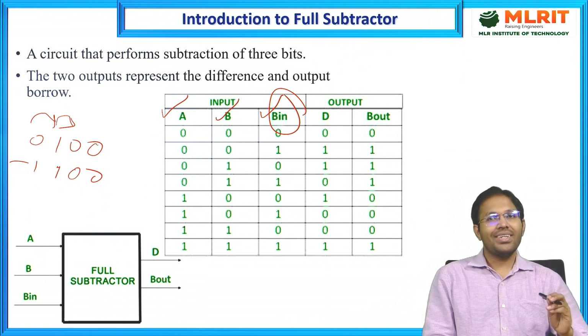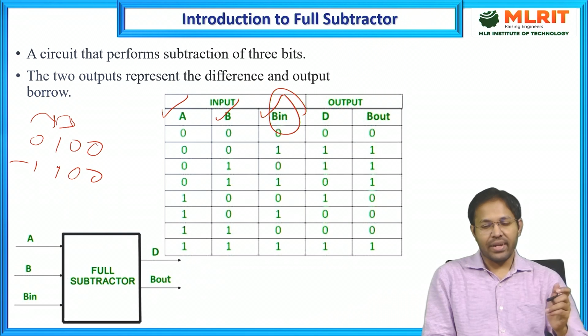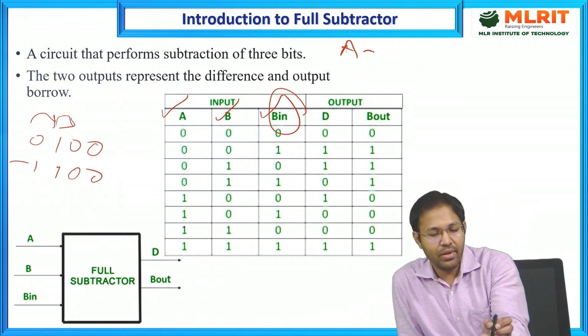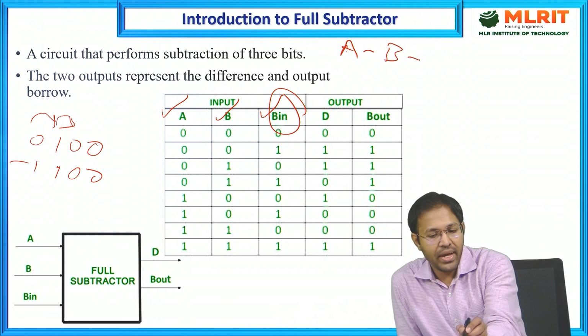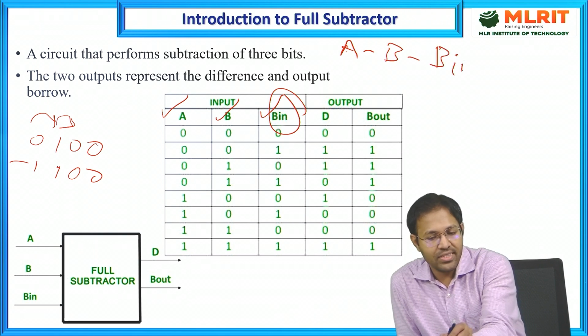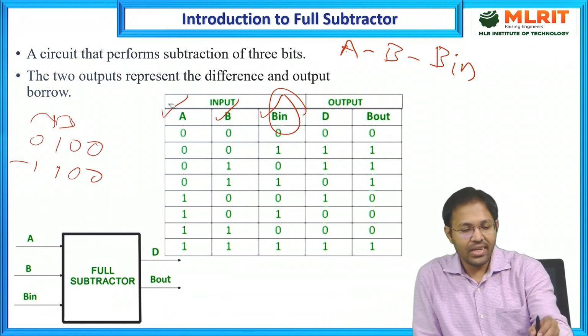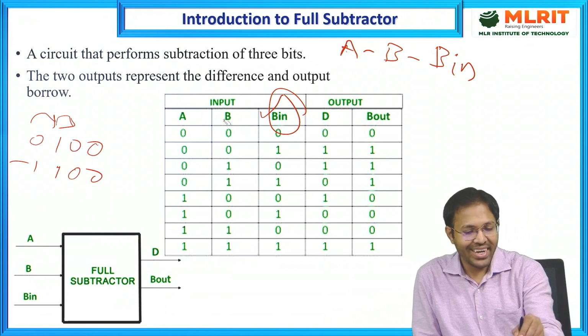Now, what is the expression for full subtractor? It is simply A minus the second variable, in this case B, minus the third variable which is B in. So, this is the expression for the full subtractor. Now, let us see how we can get this table.